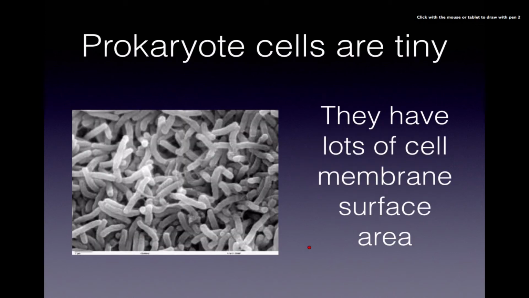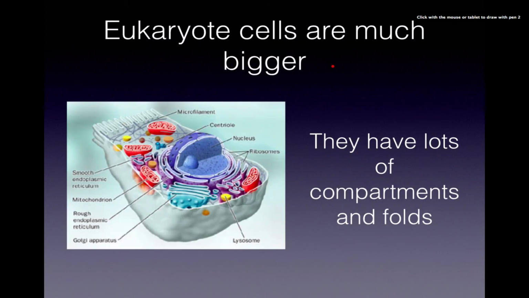All right. Now, prokaryote cells are tiny cells. They have lots of surface area because their cell membranes are relatively large. The area of their cell membrane is large compared to their volume, and they get along just fine, but they have to stay unicellular and they have to stay small because they don't have any compartments. Eukaryote cells are much bigger, 10 to 100 times bigger than prokaryote cells because they have added compartments and folds.